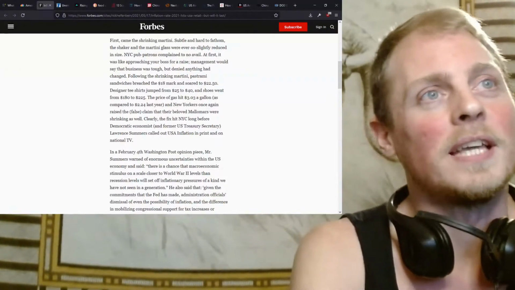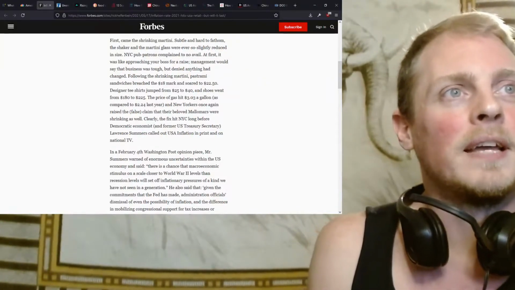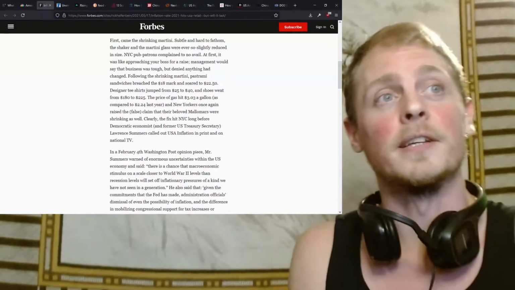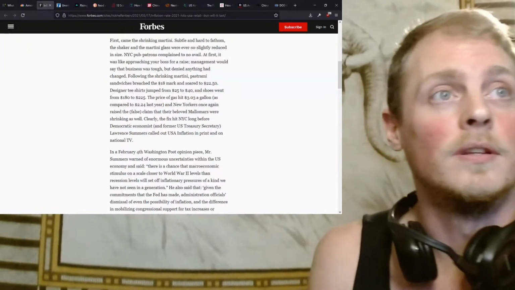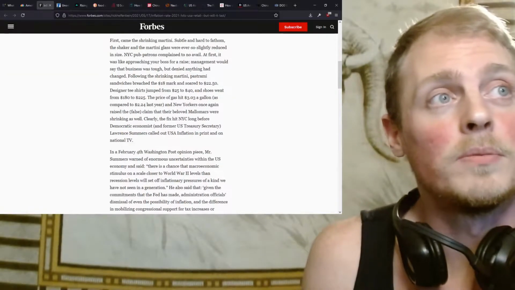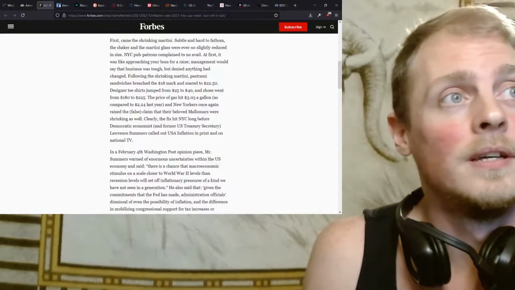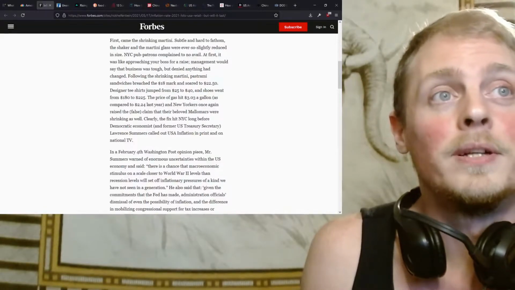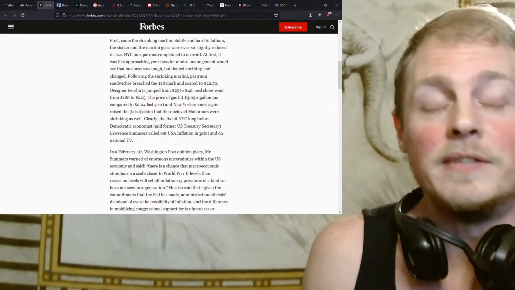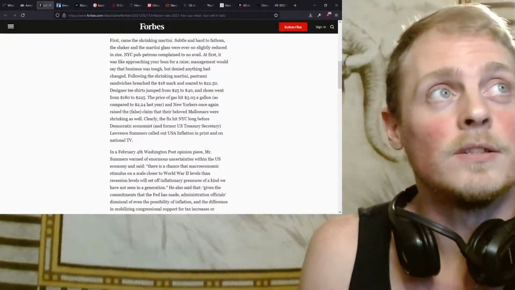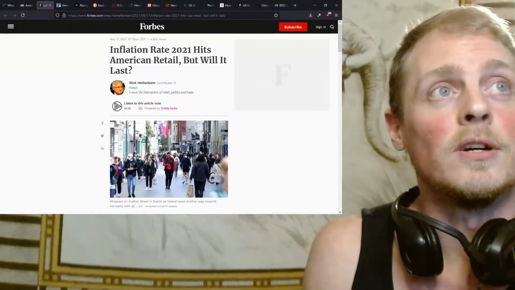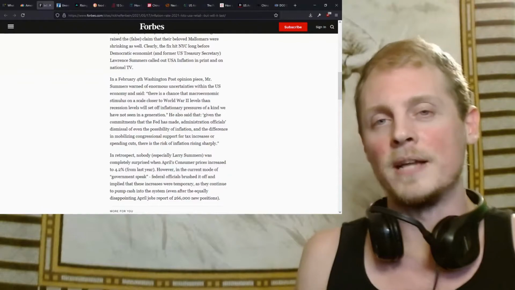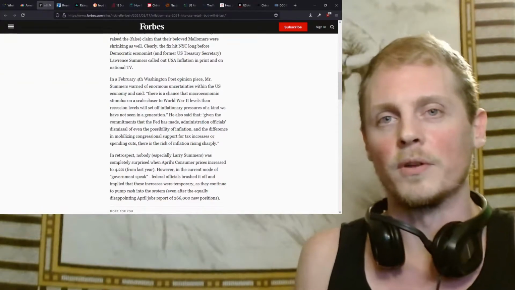And New York, once again, raised the false claim that their beloved Malamars were shrinking as well. Clearly, the fix hit New York City long before a Democratic economist, Larry Summers, called out USA inflation in print and on national TV. So we see that happening. Now consumers are starting to think about their prices and what things are really worth.